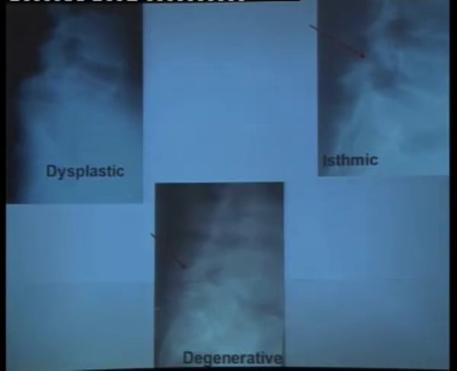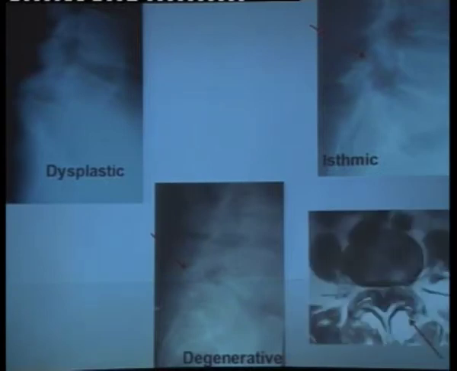The posterior elements would show a defect in the form of a lysis or an elongation of the pars, as compared in dysplastic and isthmic. In degenerative, of course, the defect in the posterior elements will not be there, and you would need to get an MRI or a CT then to delineate that.